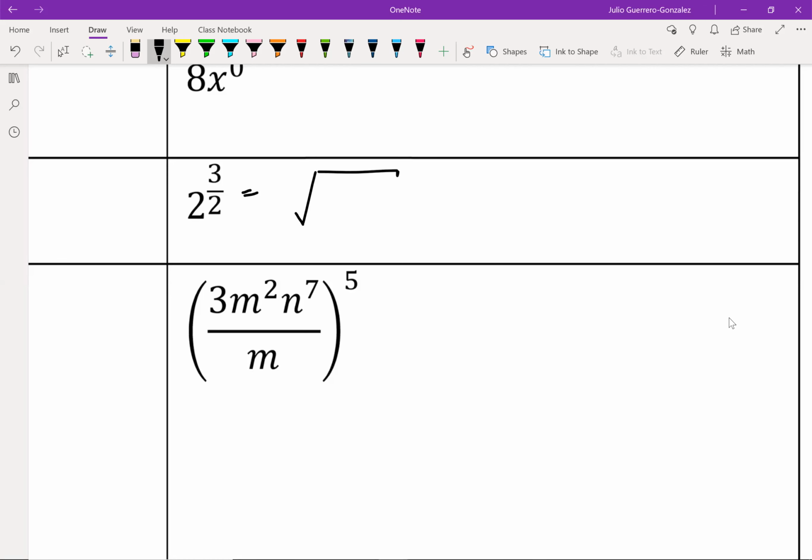Right. So this is going to be a 2 outside, then 2 cubed. Whoops, my bad. I got it flipped. And what's 2 cubed? 8. So this is just going to be the square root of 8. That's it. Okay. Because there is no square root of 8, we can leave it as it is.